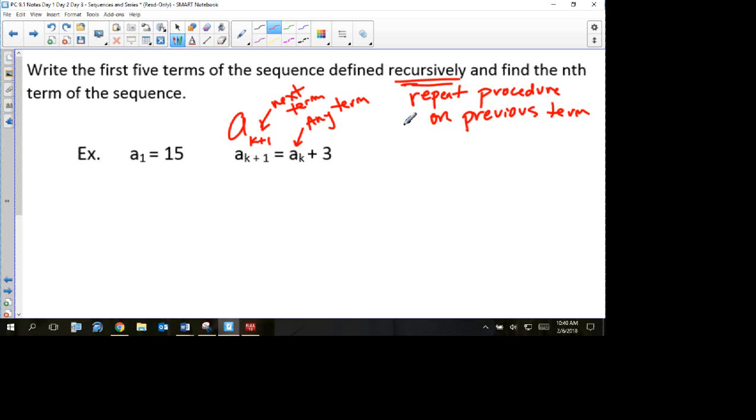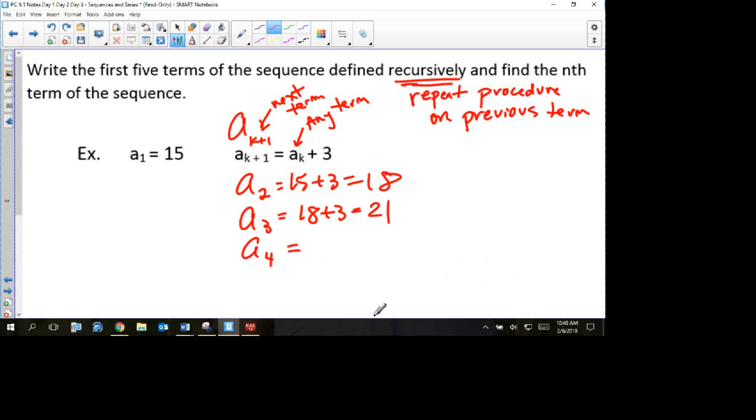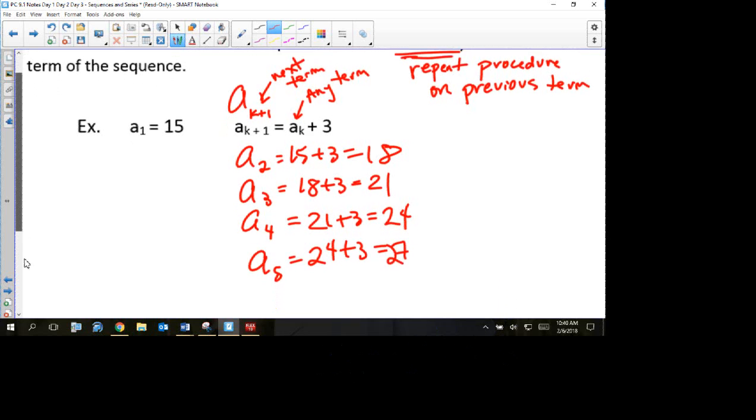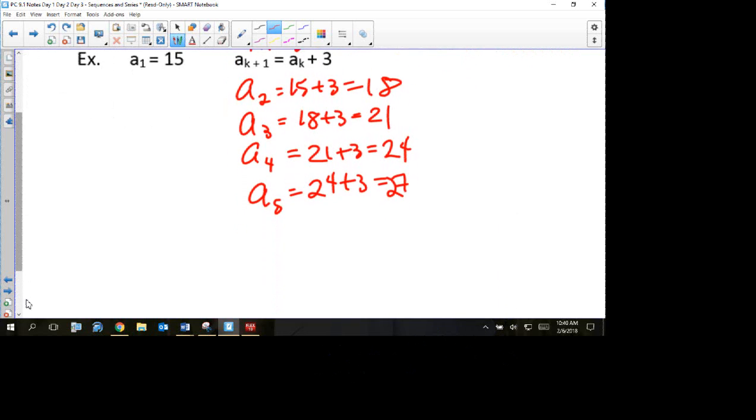Adding 3. So to find my next term, a sub 2, I take 15 plus 3. So the second term is 18. The third term, you take 18 plus 3, 21. The fourth term, 21 plus 3, 24. The fifth term, 24 plus 3, 27. So we're just taking the previous term and doing whatever they want us to do. So I have 5 terms.